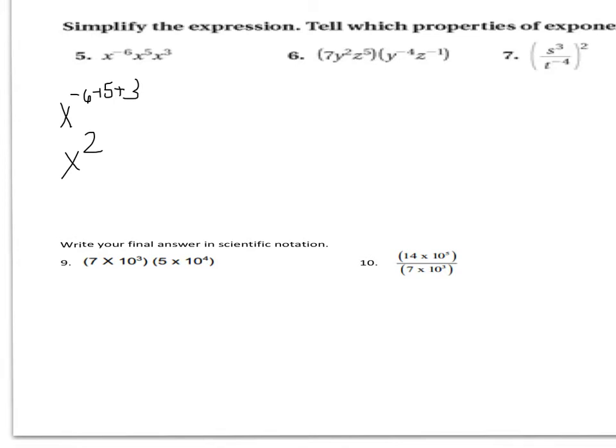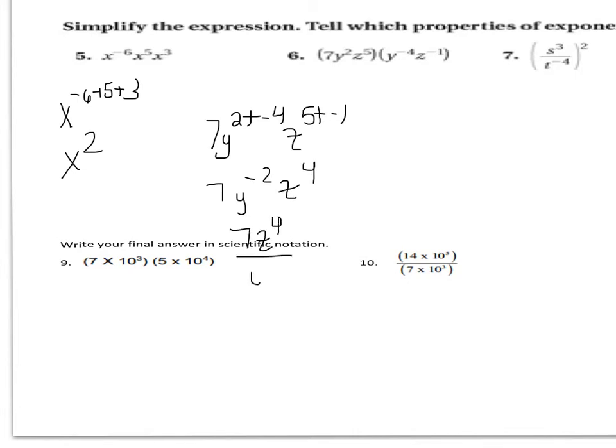So here we have 7, y to the 2 plus negative 4, z to the 5 plus negative 1. So we're still using that same one, but we get that negative 2, z to the 4th. We've got to make that positive, so that's the negative property, the negative exponent property. And all it does is move it down.